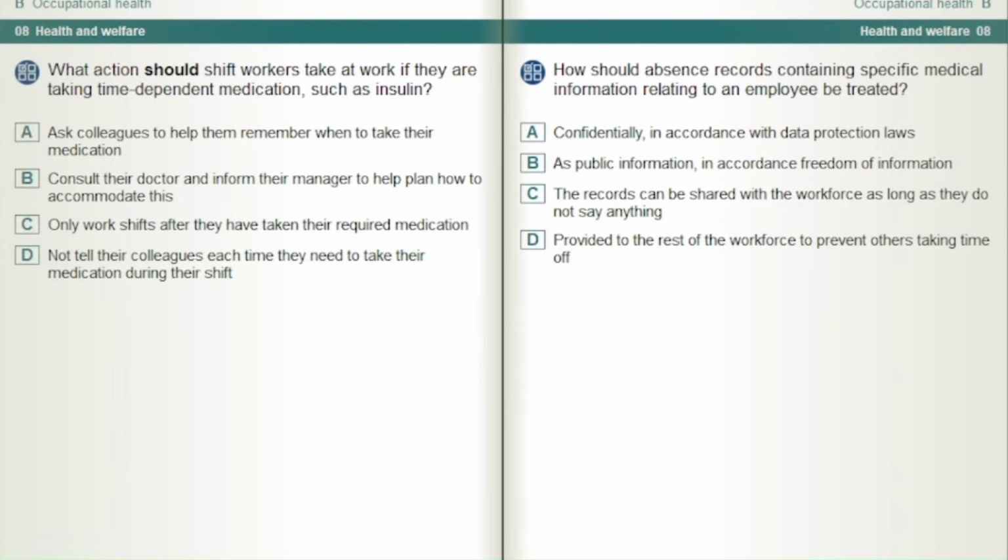How should absence records containing specific medical information relating to an employee be treated? Confidentially, in accordance with data protection laws. As public information, in accordance with freedom of information. The records can be shared with the workforce as long as they do not say anything. Provided to the rest of the workforce to prevent others taking time off.